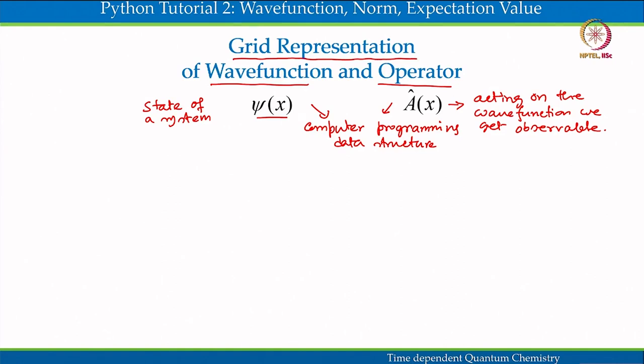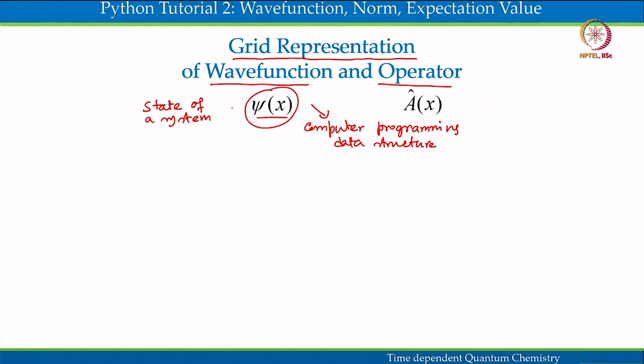A wave function by its nature is continuous. So what would be the procedure to transform the operator into computer programming structure? This is something which we will look at later, not in this tutorial. We will just stay focused on the wave function part. We will deal with the operator later.